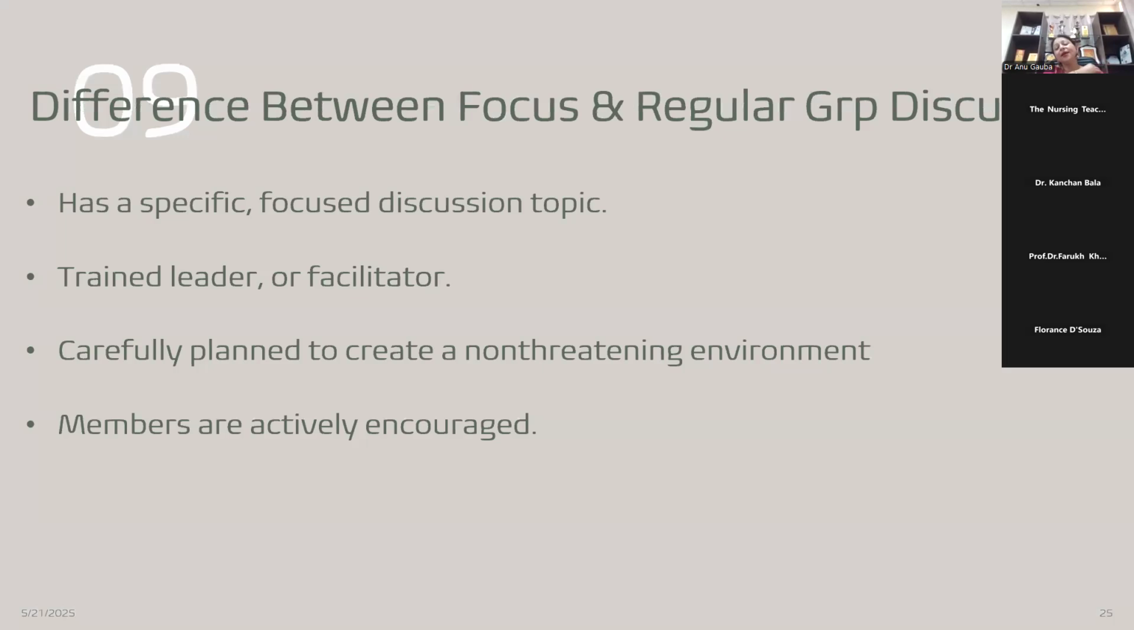Now, there is some difference between focus group and regular group discussion. What is the difference? In regular group discussion, we sit, we chit chat, right? We are not specific to a particular topic. But when we talk about focus group discussion, we are restricted to a particular topic. I am here to discuss with you regarding COVID, so I'll discuss with you regarding COVID. I'm here to discuss the issues faced by the geriatric population in family. So I will discuss only that part.